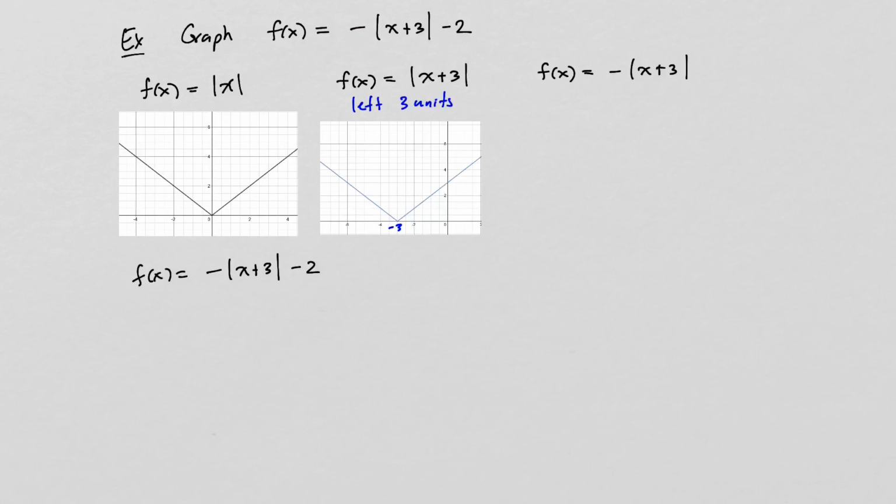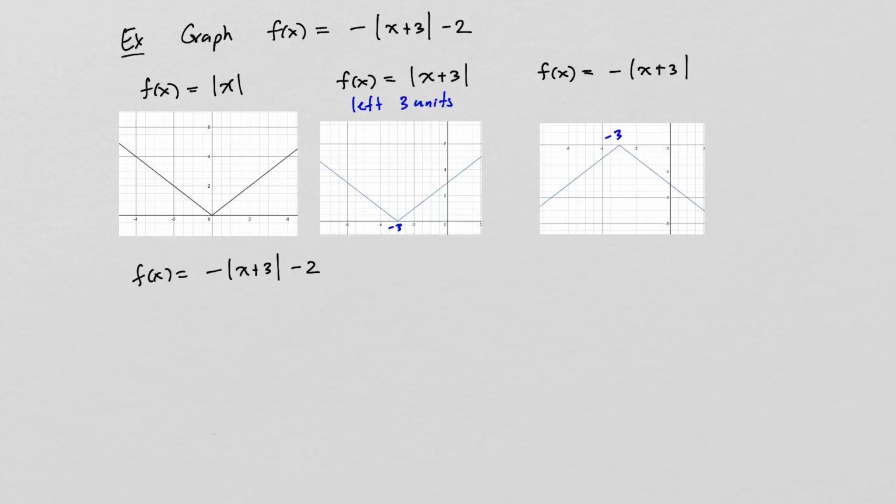Let's put the negative in front now. What does negative absolute value of x plus 3 look like? Well, the negative is going to take our previous graph, this graph, and it's going to flip it over the x-axis. It's going to reflect it down here. Let's bring in that graph. So here it is. We've taken this graph and we've reflected it over the x-axis. So it still is at -3 here, but now it is reflected over.